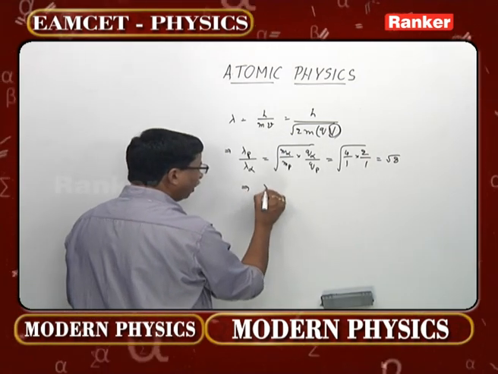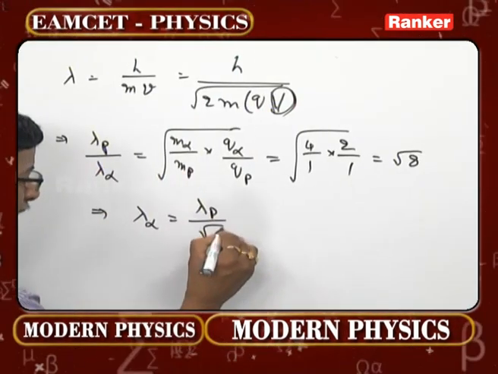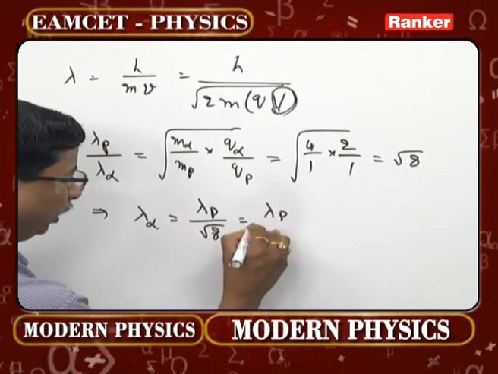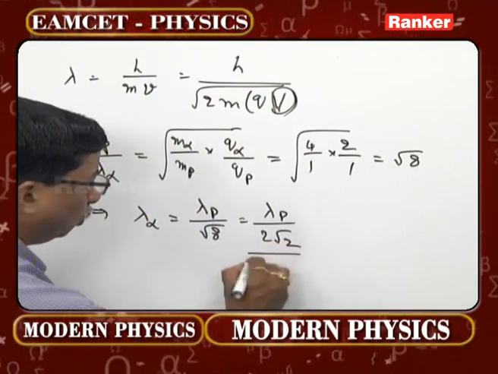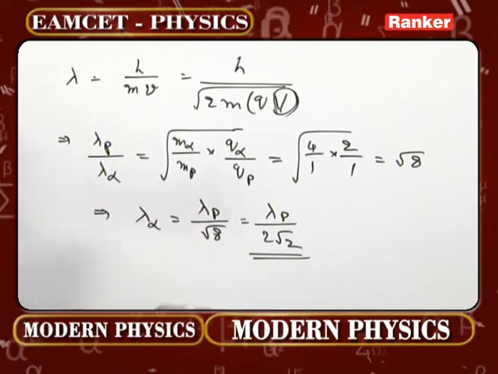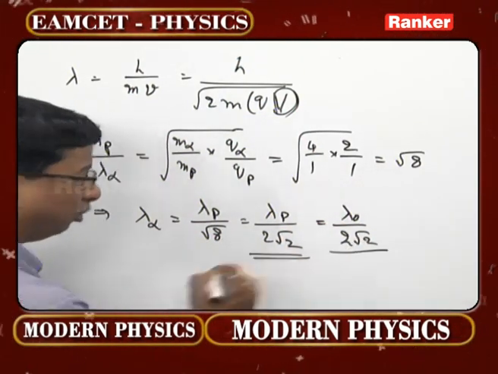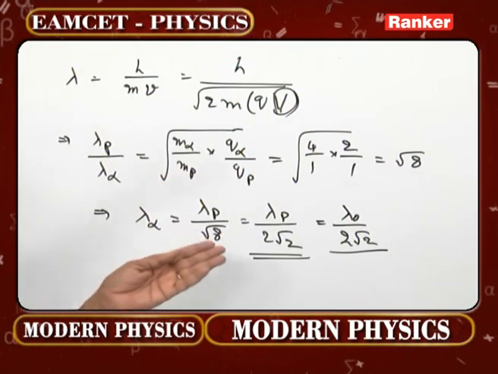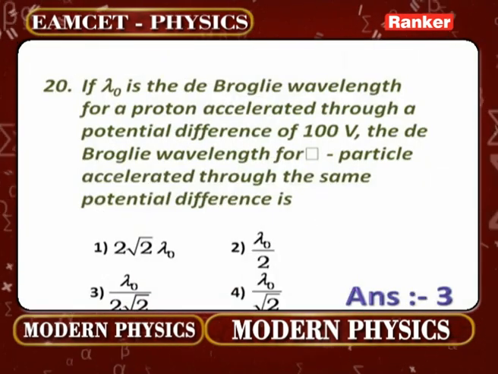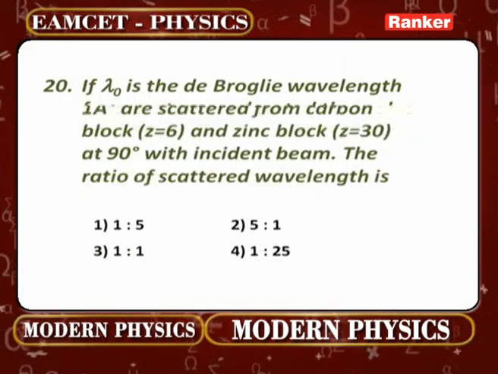That means what will be lambda alpha now? It is lambda proton by root 8. Root 8 can be written as 2 root 2. Now look at the option: lambda by 2 root 2. He has given you lambda naught by 2 root 2 in the problem. So which option is tallied? The third option is tallied for this question number 20. Look at the last one in this order.